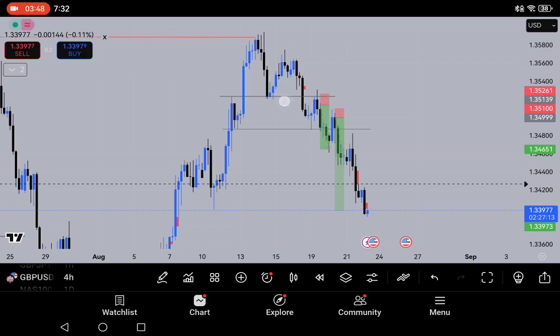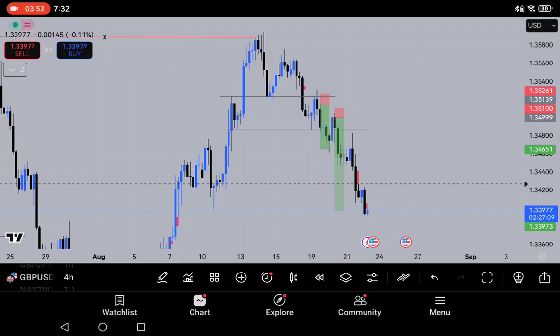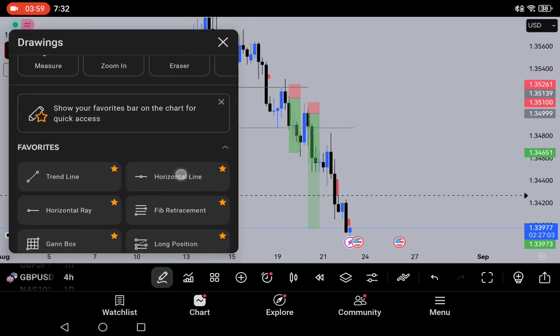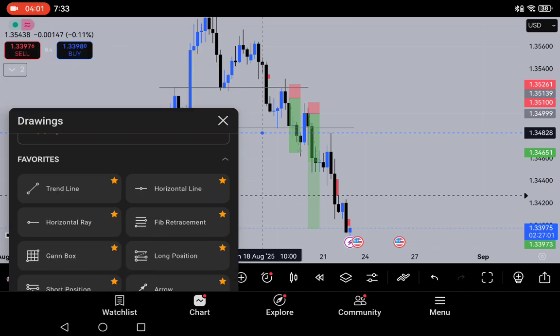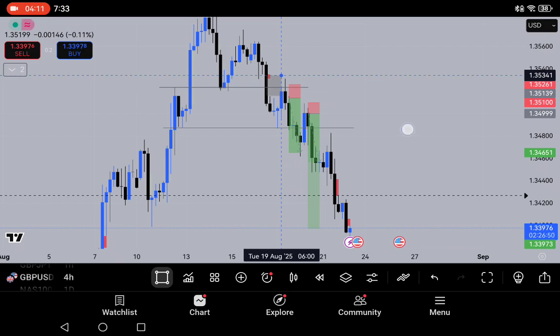Now this low here, I call it resistance low. Why? Because immediately price closed below this low, I know that there are sellers in the market. And when price was coming lower, price did what? Price created imbalance here, which the market later came into, respected, and went lower.